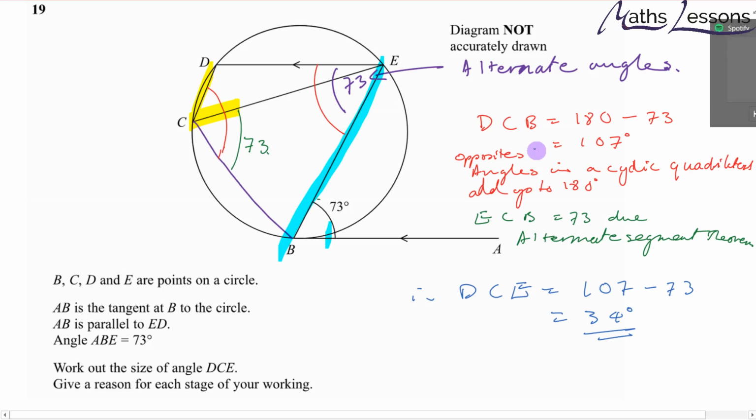So do remember that the important thing to do is to make sure you know all the proper names of your theorems. Okay, Z angles would not do here. You would get 0 for that. Okay, you have to know it's called alternate angles. You need to know that the opposite angles in a cyclic quadrilateral add up to 180, and you need to know what the alternate segment theorem is. Because we've highlighted it, that is enough to explain that.